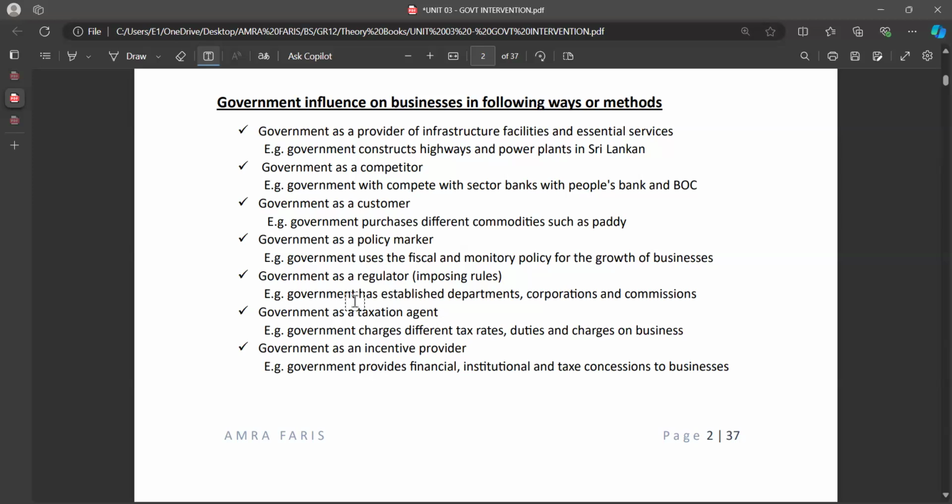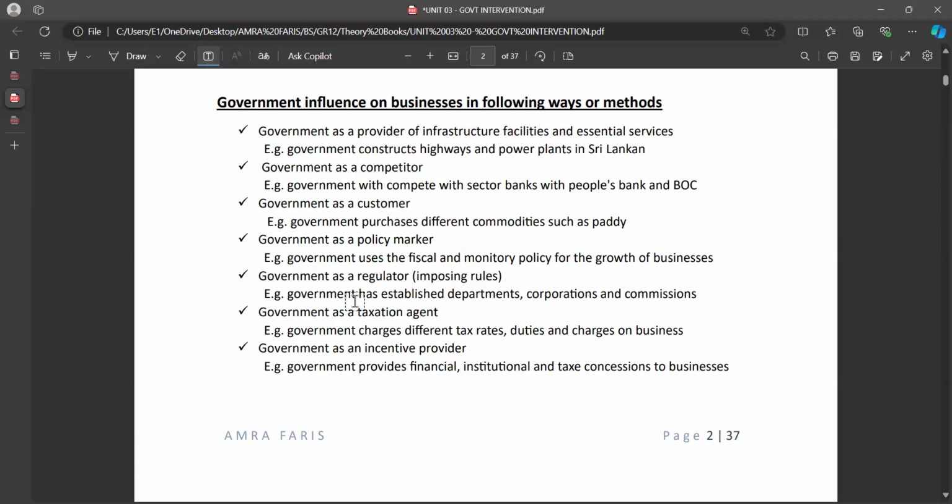Now, government influences business in the following ways or methods. How does the government influence a business? It's like you have to control business. You know what influencing is, right? People say don't give any chance for other people to influence you. That means controlling you, like being a part of you, right? Now, how does government influence the business?